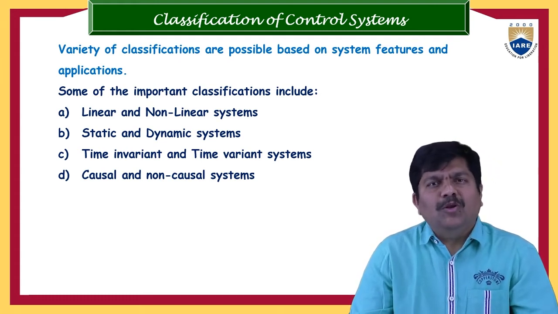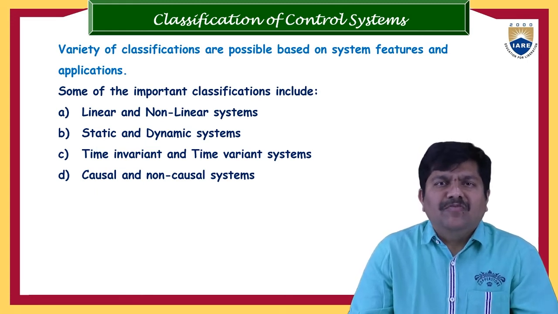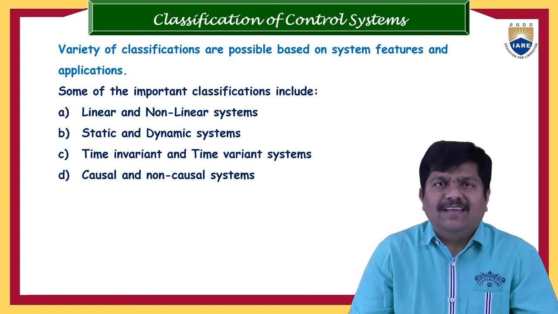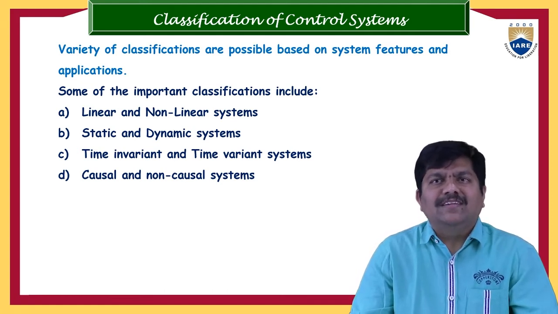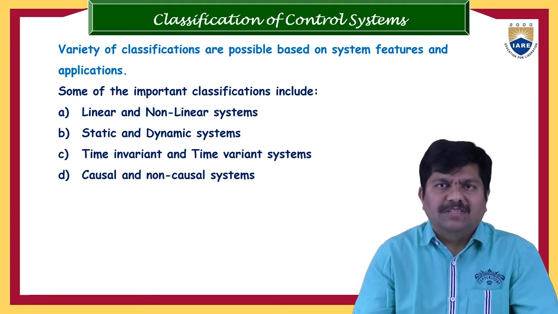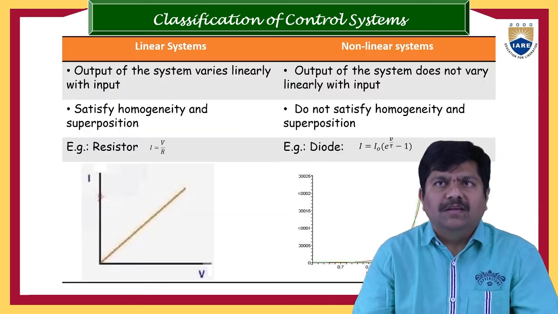Along with the open loop and closed loop control systems classification, a few more classifications are linear, non-linear, time variant and time invariant, causal and non-causal systems, and static and dynamic systems. So these are the major classifications of the control systems.